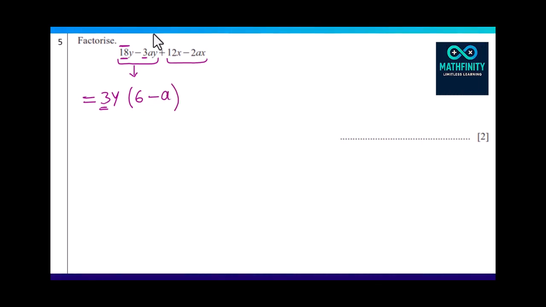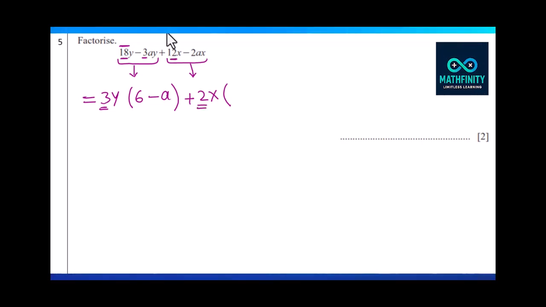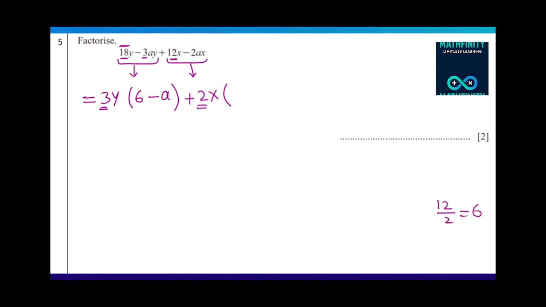From the second pair, what is common from here? From the number 2 and x, 2 is common and the variable x is common. So what is left inside the bracket? What is the number here? 12. And what did you take outside? 2. 12 divided by 2, what is the answer? 6. It means 6 you have to write inside the bracket, minus a, as 2x you took outside, so only that is left with us.